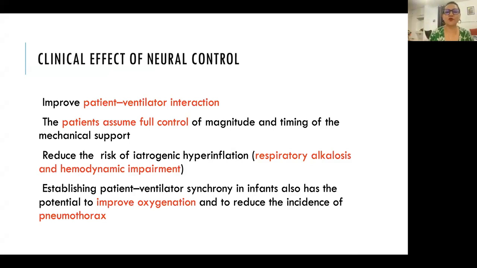So what is the clinical effect of the neural control? Of course, the patient-ventilator interaction is going to improve, and the patient is the one who is assuming full control of the magnitude and timing of the mechanical support. So how much you are diseased, that much you want, and that much the ventilator is going to give you. It will also reduce the risk of iatrogenic hyperinflation, so it will reduce the chances of respiratory alkalosis and hemodynamic impairment because of hyperinflation, which we saw could happen in mechanical ventilation. And of course, it is going to produce more and more synchrony. The baby is going to be more comfortable, the oxygenation is going to improve, and the chances of pneumothorax are going to be much lesser.